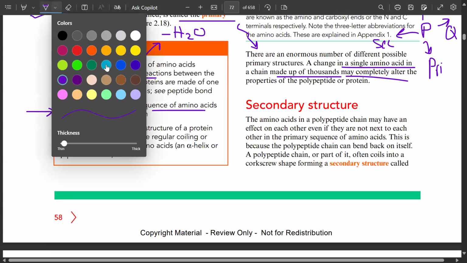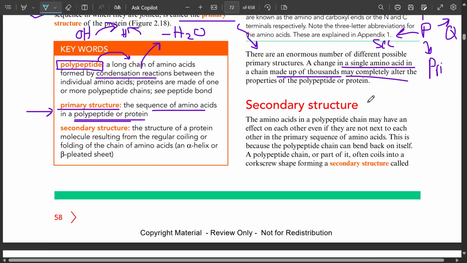Next, we have the secondary structure, which I won't be starting today because I guess it's enough for today. We have three types of secondary structure. I'll just let you know. We have alpha helix, we have beta pleated sheets, and we have a triple helix.